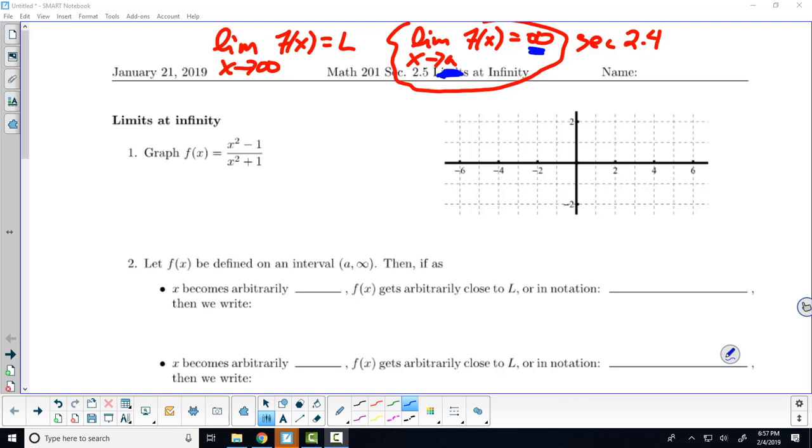Okay? Compare that with what we're going to do now. I'm saying what happens to the graph of f as the x values go very far to the right. Okay? And in this case, I'm saying the y values appear to be approaching some particular height as my x values go to the right. Okay? So these are two completely different problems.